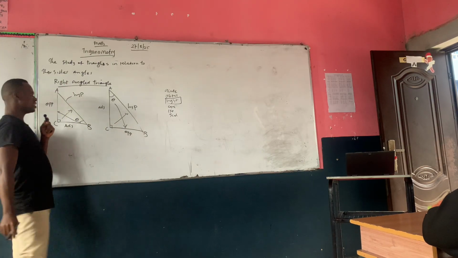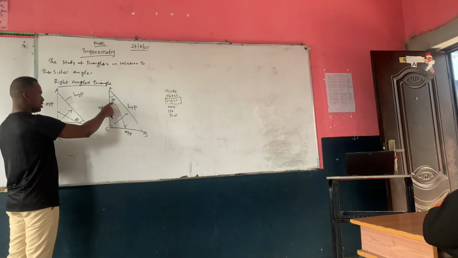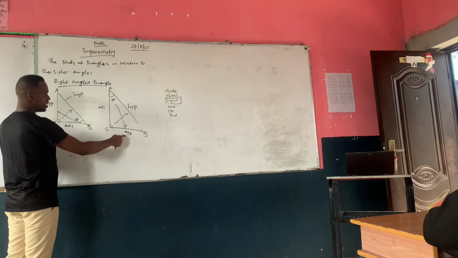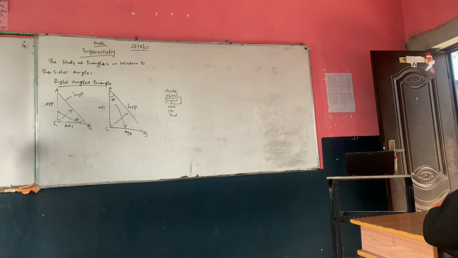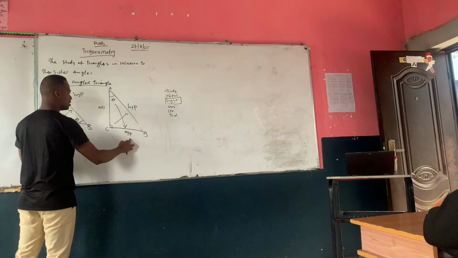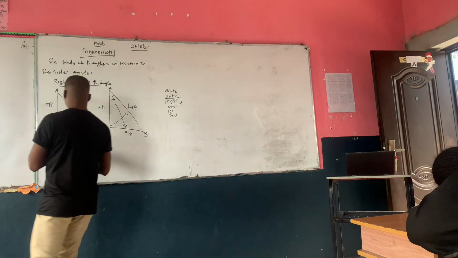So opposite is not down or side. It depends on where your angle is. Wherever your angle is, the side opposite to it is called the opposite. In fact, that's where the name comes from. Opposite to the angle, that's why it's called opposite. And the other side is called adjacent.